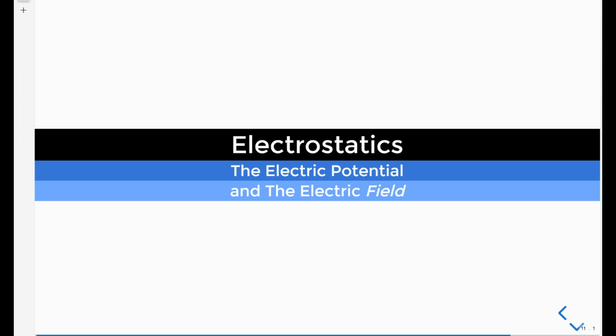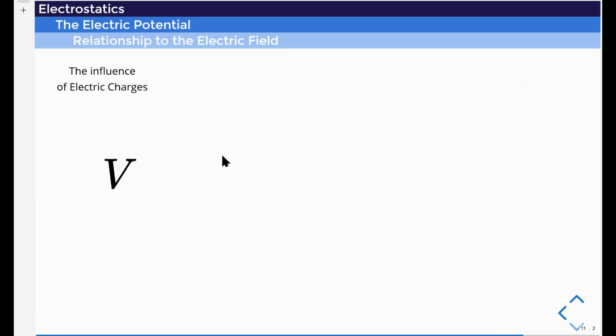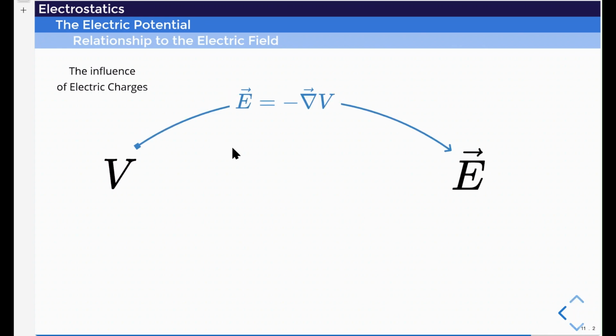Okay, in this piece, we want to talk about the relationship between the electric potential and the electric field. If you remember the map of things, both of these were an influence of the electric charges. The electric potential and the electric field are both influenced. And we said that you can calculate the electric field if you know the electric potential over all space. You can figure out what the electric field is by performing this operation.